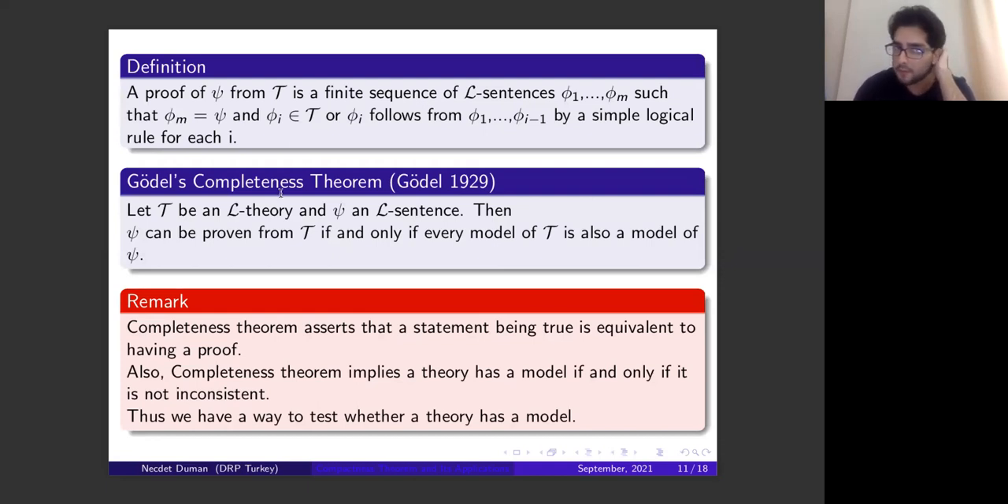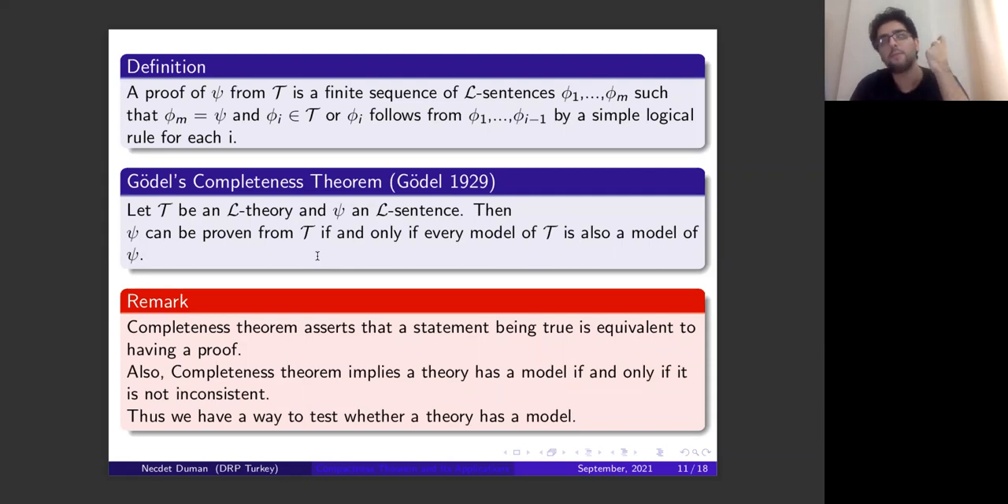So now we can state Gödel's completeness theorem. The completeness theorem says that, say we have a theory in some language, and a sentence in the same language, then a sentence can be proven from a theory if and only if every model of the theory is also a model of the sentence. So the completeness theorem asserts that being true is actually equivalent to having a proof. It is saying that syntax and semantics are equivalent.